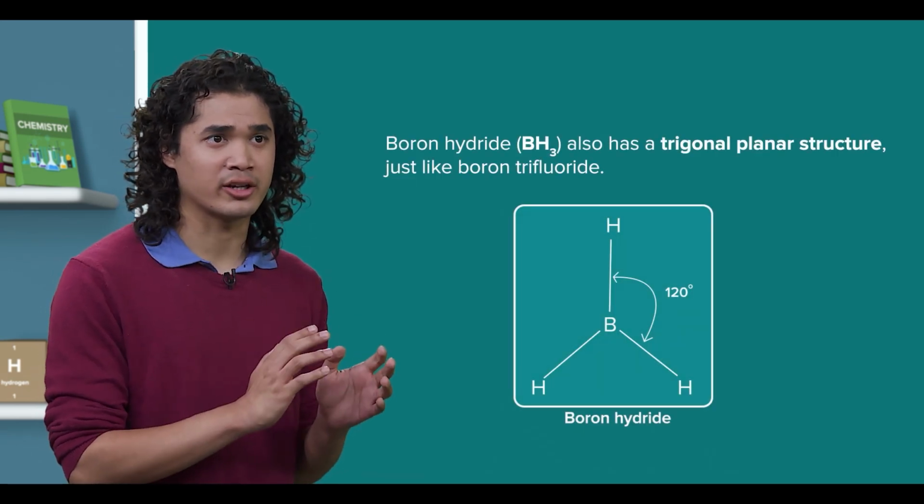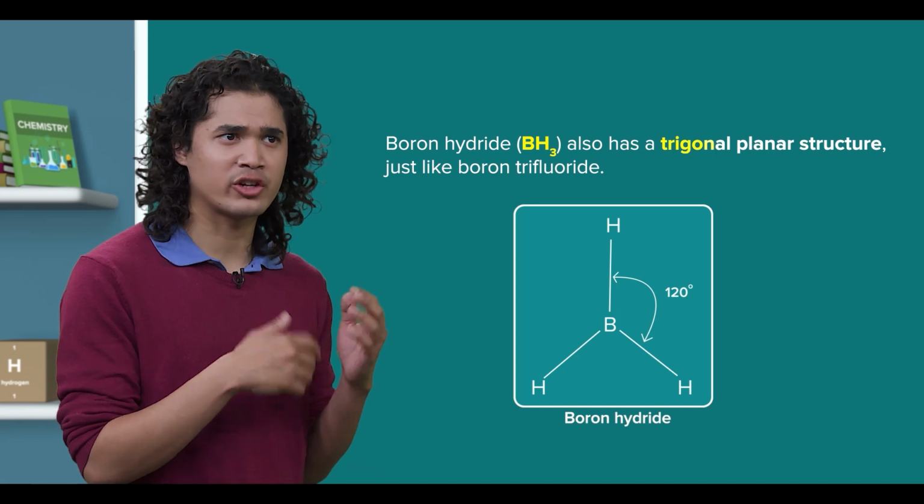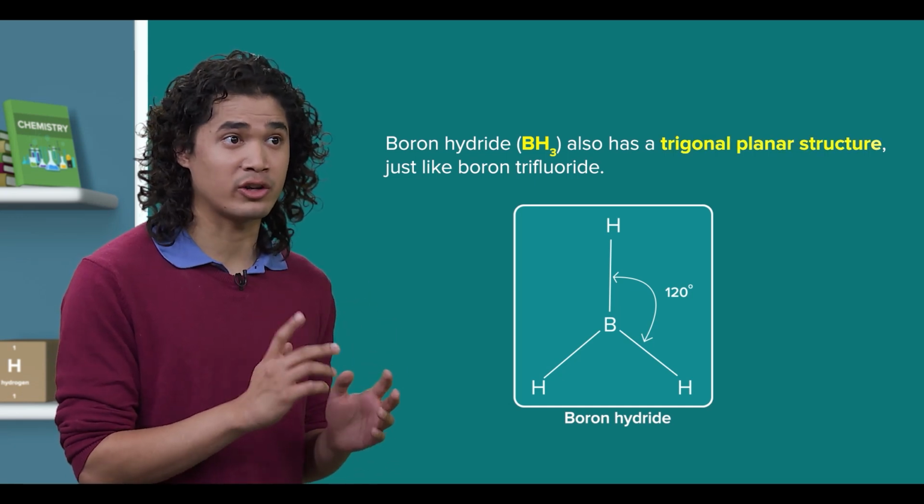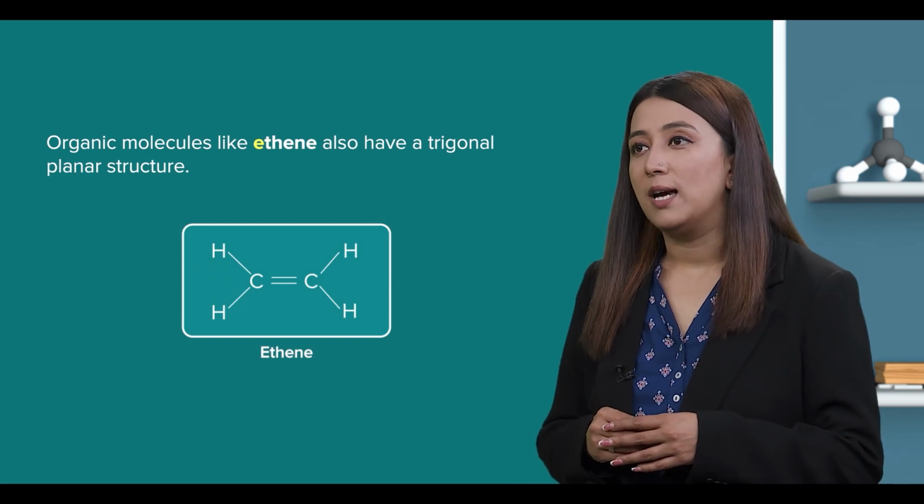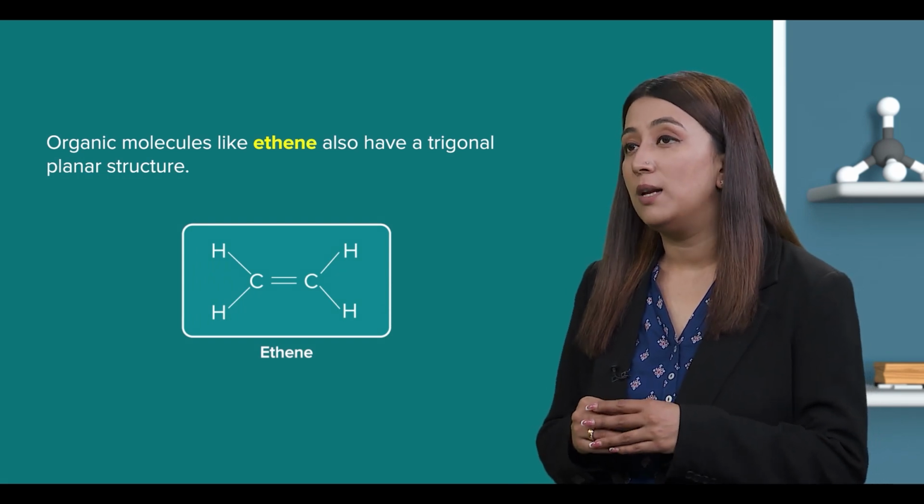Interesting. So let me guess. Boron hydride, or BH3, also has a trigonal planar structure, just like boron trifluoride. Bingo, good guess. Apart from that, organic molecules like ethene also have a trigonal planar structure. So each bond angle in the ethene would be 120 degrees, right? Well, not exactly. In the case of ethene, the HCH bond is slightly less than 120 degrees, while the angle of HCC bond is slightly greater than 120 degrees.